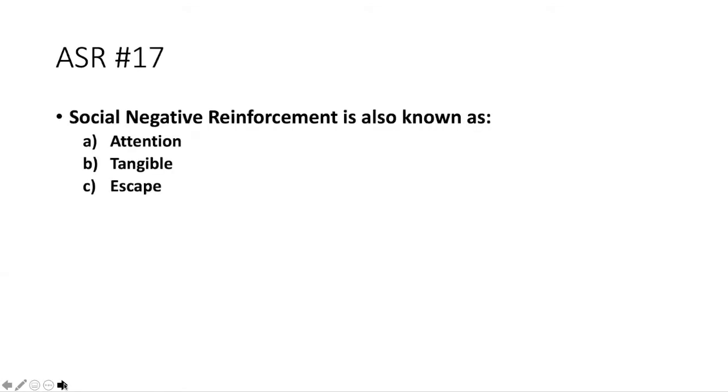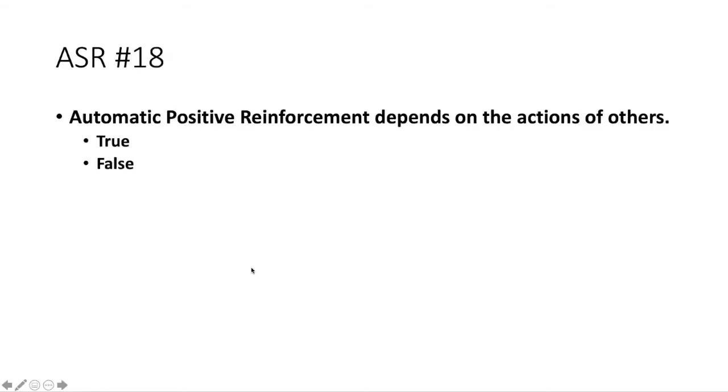ASR number 17. Social negative reinforcement is also known as A, attention, B, tangible, or C, escape. And the correct answer here is C, escape. ASR number 18. Automatic positive reinforcement depends on the action of others. True or false? And the correct answer here is false.